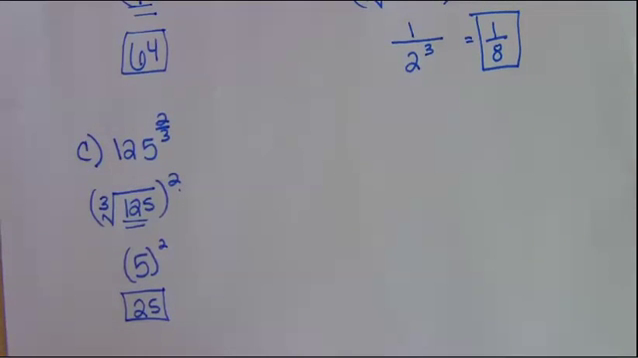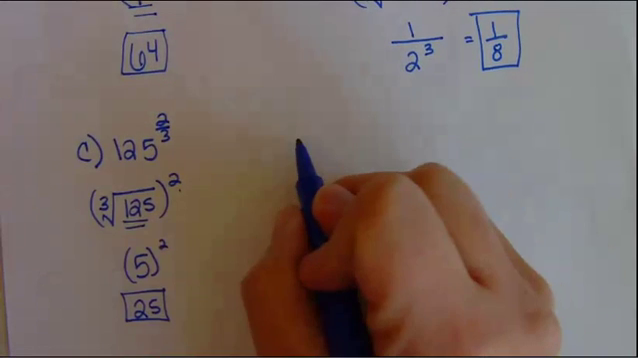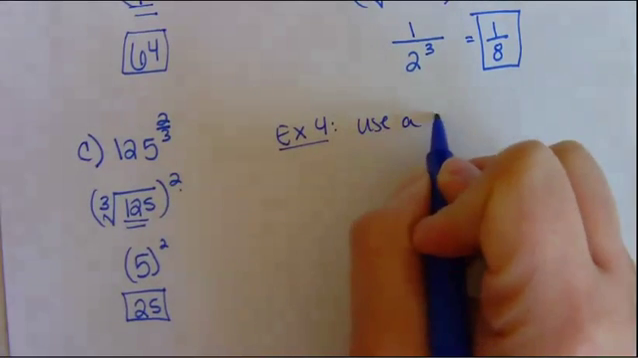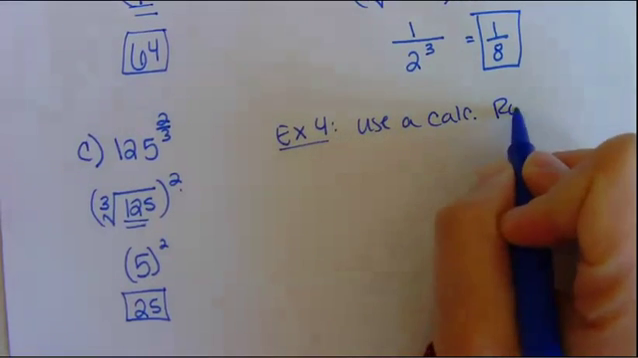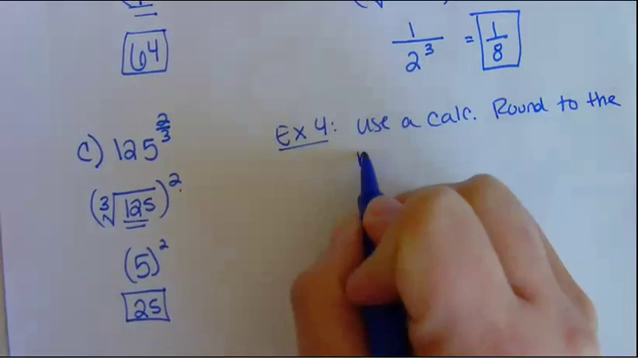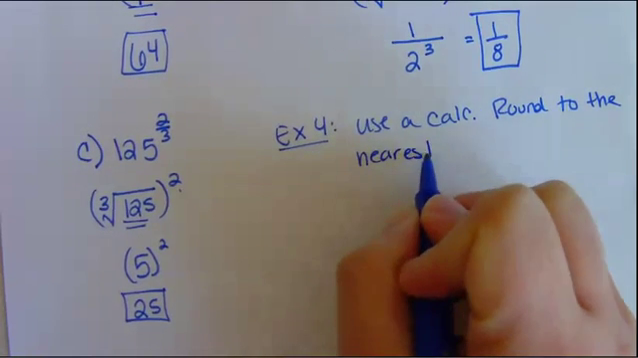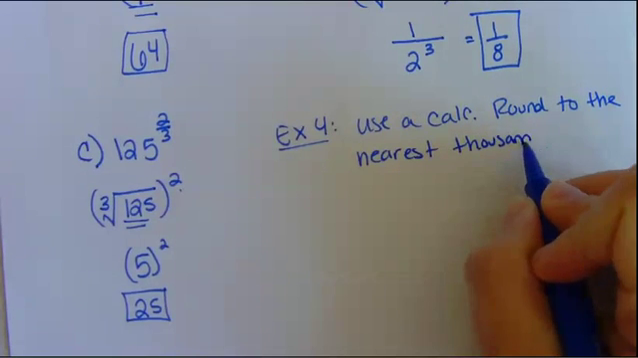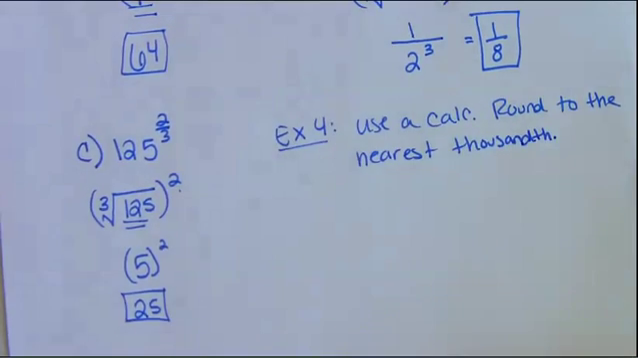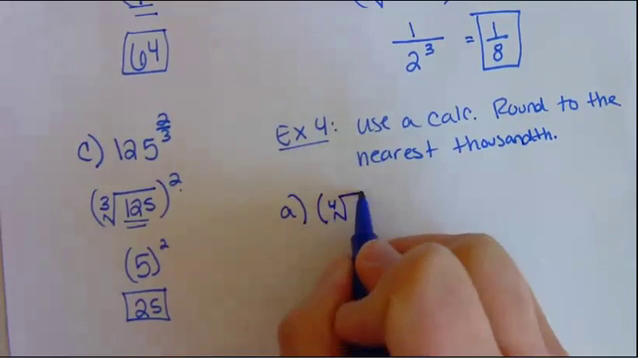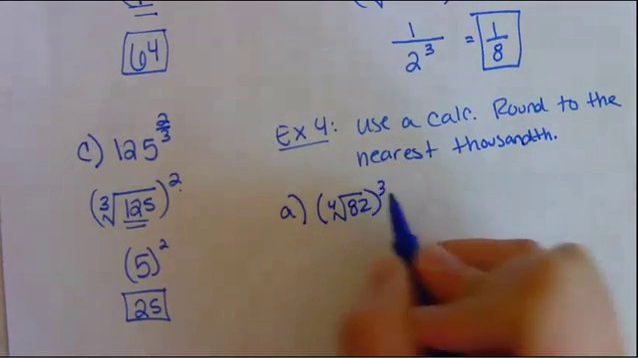All right, the next example is going to be to use a calculator. So example 4, use a calculator. We're going to round to the nearest thousandth. So thousandth, that's going to be 3 decimal places. All right, so this is really just, do you know how to type in your calculator? So I'm going to have the 4th root of 82 to the 3rd power.